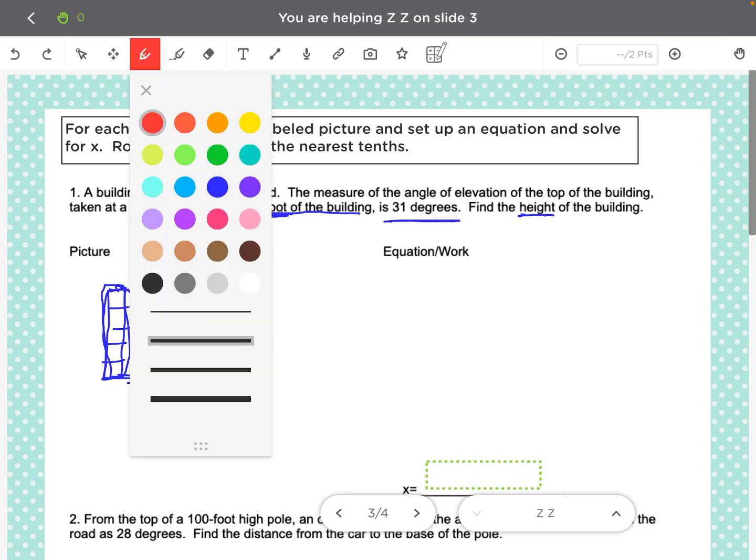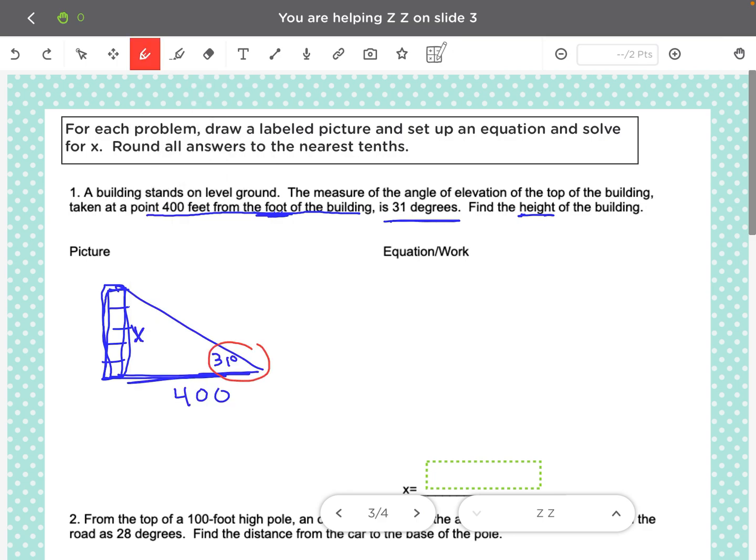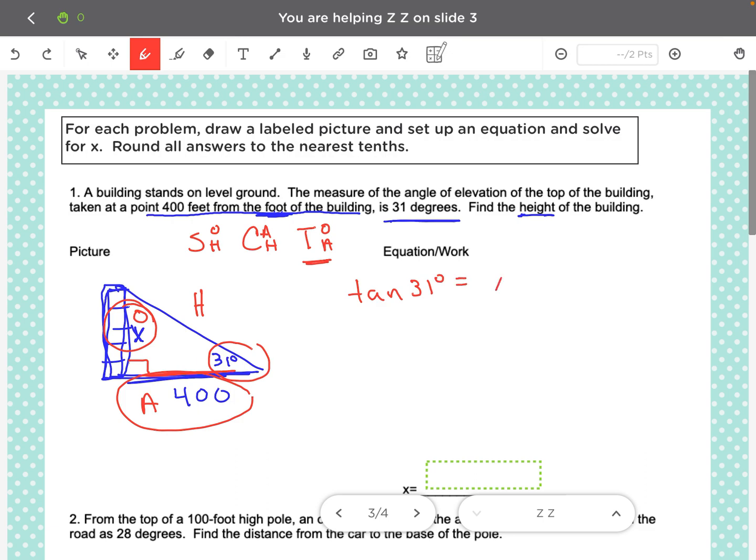So let's go ahead and label our triangle. This is my angle. This is my H. This would be the opposite side. And this is the side touching it. So that's my A. So we always want to use the side that we have a number, and we always want to use the side that we're looking for, which is X. So think back to SOHCAHTOA. So the only one that uses O and A is the tangent. So I'm going to do tangent of 31 degrees is O over A.